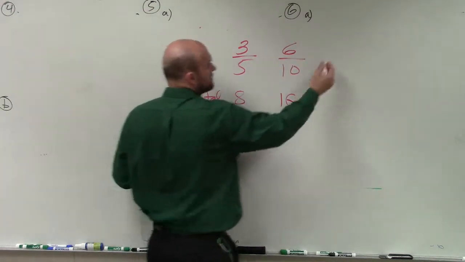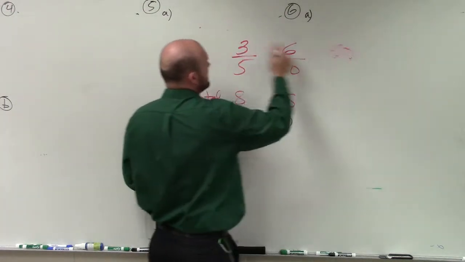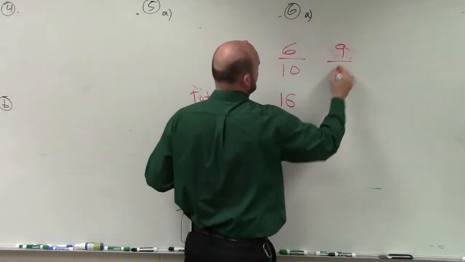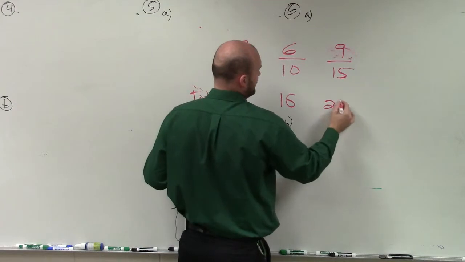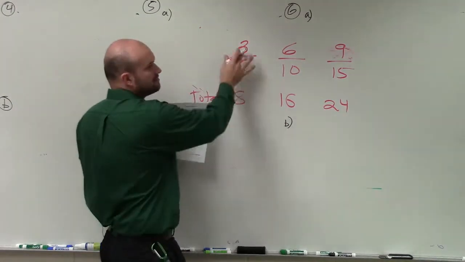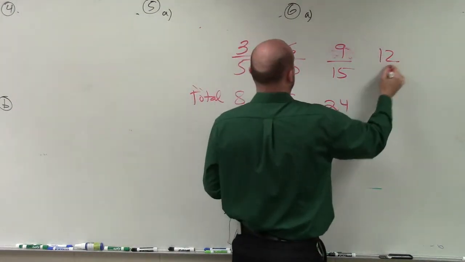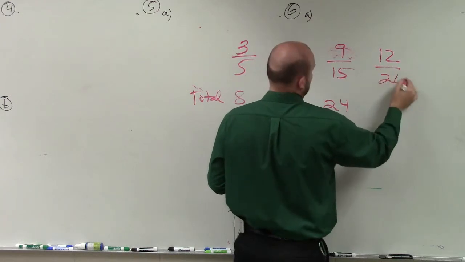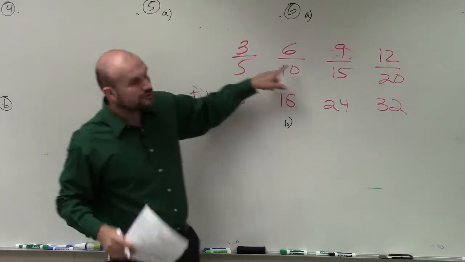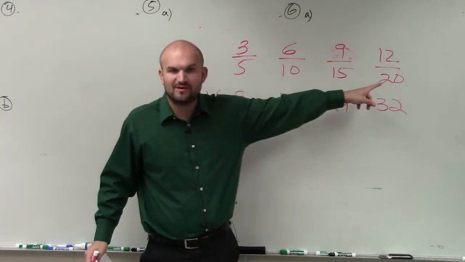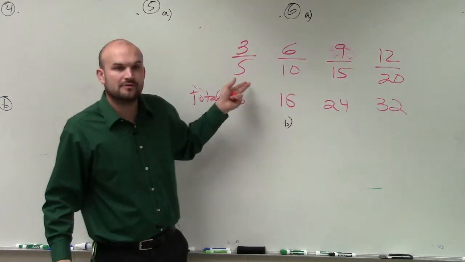Then let's multiply this by 3. So I'd have 9 over 15. And that gives me 24. Then let's multiply this by 4. 12 over 20. That gives me 32. Again, notice that these are all equivalent. I can just reduce these all down to 3/5.